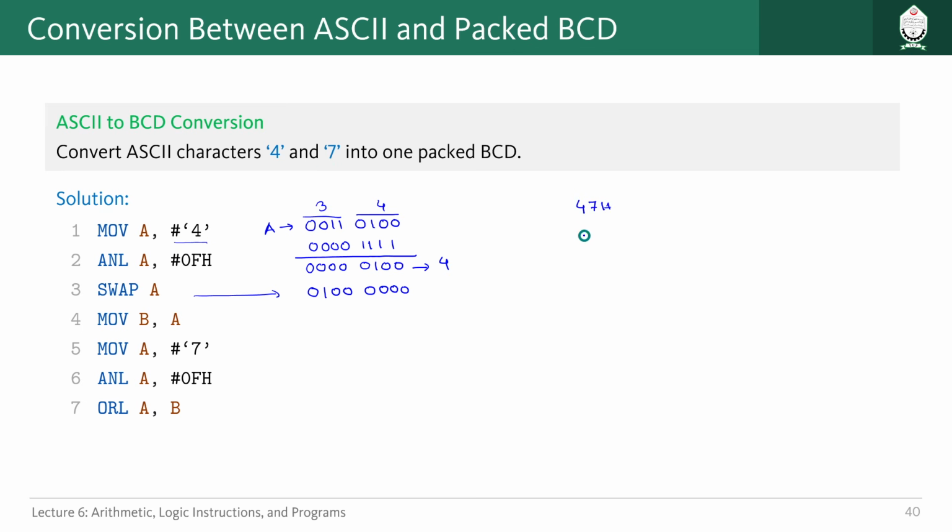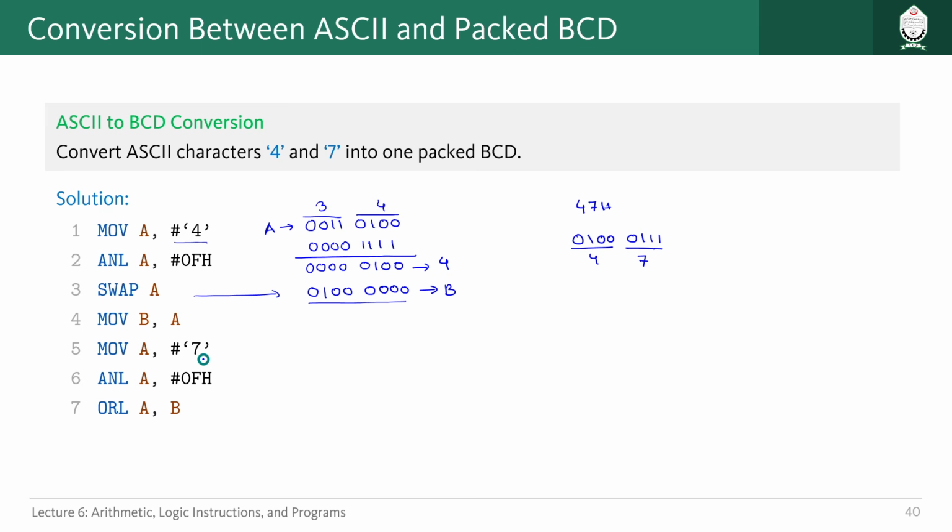47H is what? 0100 and 0111. This is the packed representation of 4 and 7, right? So that means this value should be in the upper nibble. That's why we have moved that, and now we are going to work on 7 and merge with this one, right? So we have moved this value onto B because now we are going to again convert the ASCII character 7 with the help of register A. So that's why we have moved the result we got here onto B. So it will be in B.